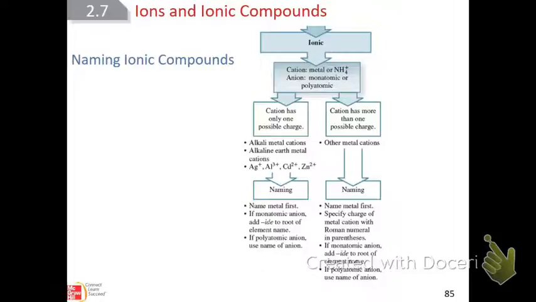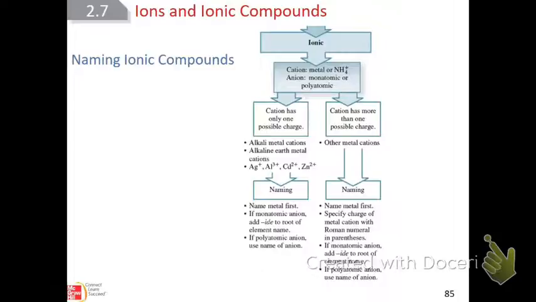Then it can be an anion, so it's either going to be a single atom like chloride or bromide or sulfide or oxide, or it's going to be a polyatomic like sulfate or carbonate, one of the ones I asked you to learn, nitrate, hydroxide, one of those. Then here's how you name them. The cation has only got one charge. It's going to be ammonium. It's always got a +1 charge.